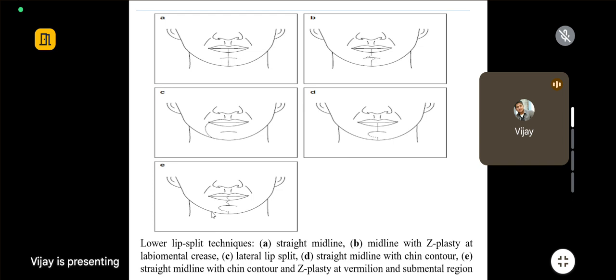lip split technique. The conventional one is a straight midline. Then there is a midline with Z-plasty at the labiomental crease. Angle split or commissure split incision is done when the tumor approaches or is nearby to the commissure. Then chin preserving: in diagram D, it is preserving the chin contour, and the last one is with Z-plasty at the vermilion and chin preserving at the submental region.